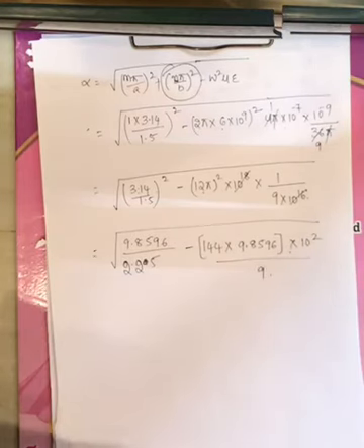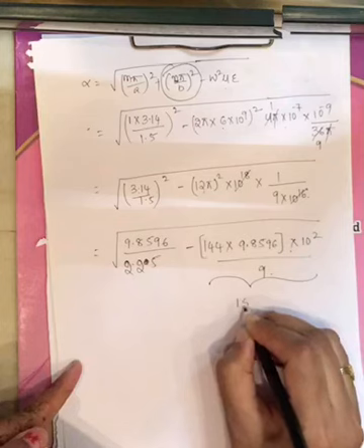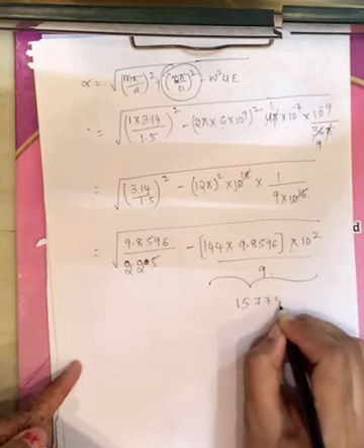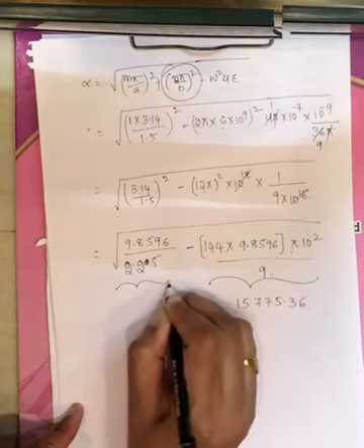Now solve this. 144 into 9.8596 into 100 divided by 9, right? Divided by 9. This total value, if you solve it, you are getting it as 15775.36. Now calculate this total value.